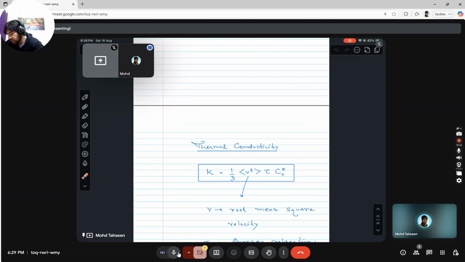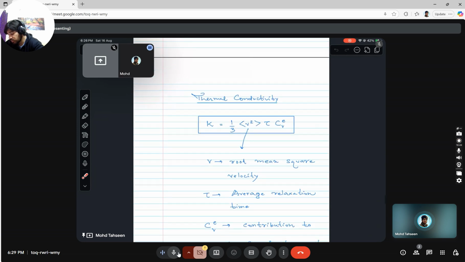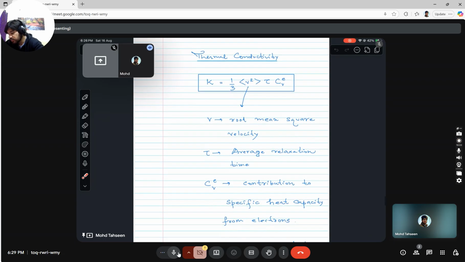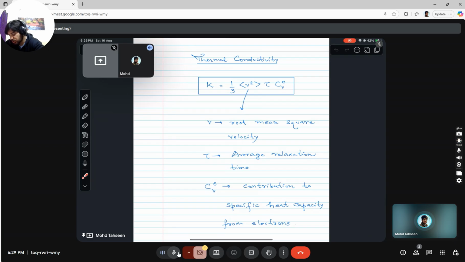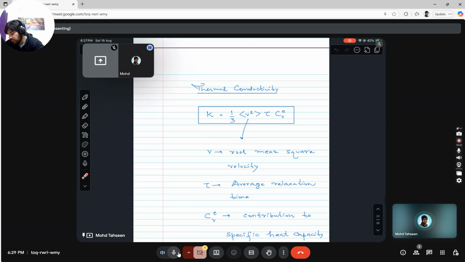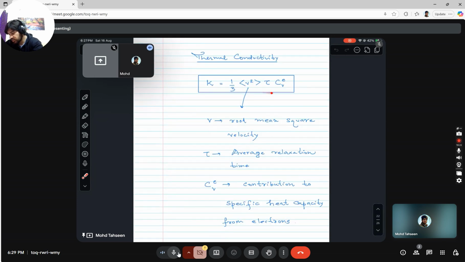Similarly, if we do an analysis for thermal conductivity, we get this expression, and we see this also depends on the root mean square velocity, the relaxation time, and another factor which is the electronic contribution to the thermal capacity at constant volume. Okay, so this is thermal capacity or heat capacity, the electronic contribution. We are ignoring the contribution due to ionic cores in this term, and K is the thermal conductivity, for which this is the expression.